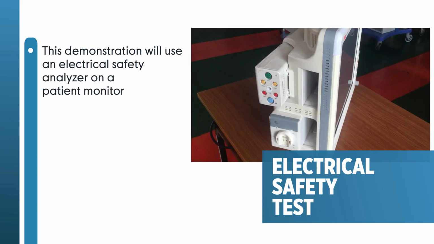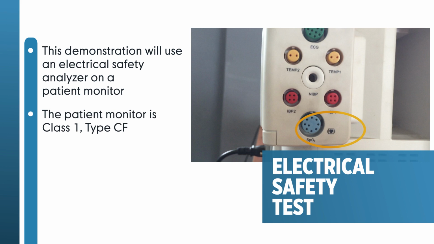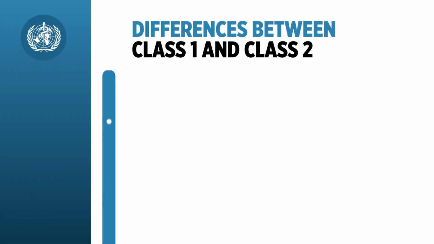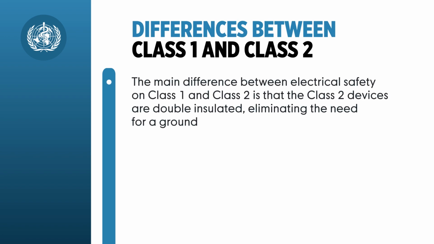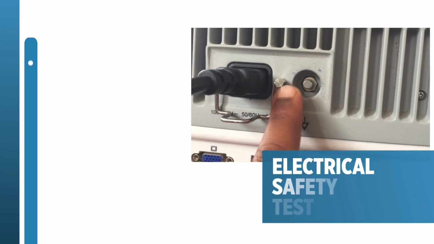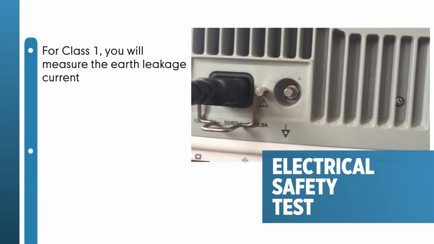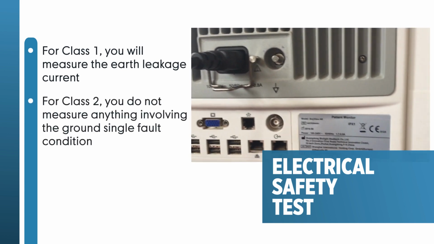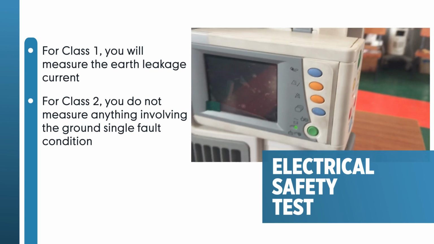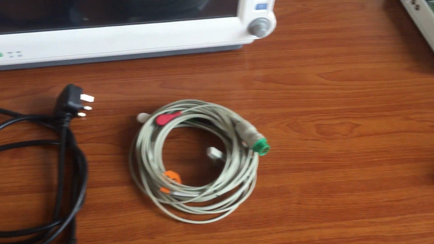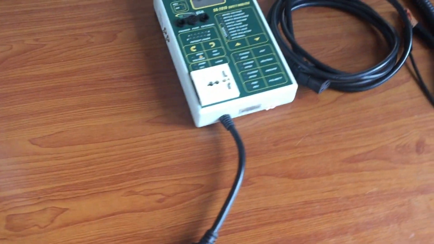If you utilize a different manufacturer or model electrical safety analyzer, follow its instructions for use. The patient monitor is Class 1 Type CF. The main difference between electrical safety on Class 1 and Class 2 is that the Class 2 devices are double insulated, eliminating the need for a ground. For Class 1, you will measure the earth leakage current. For Class 2, you do not measure anything involving the ground single fault condition. Before you begin your test, be sure to clean the equipment and your environment.